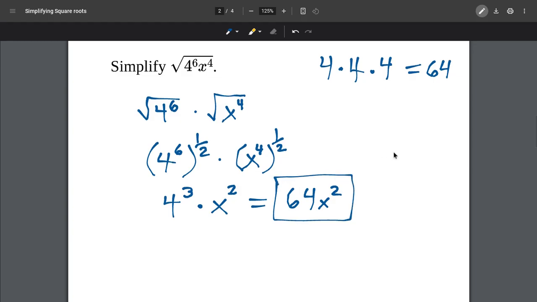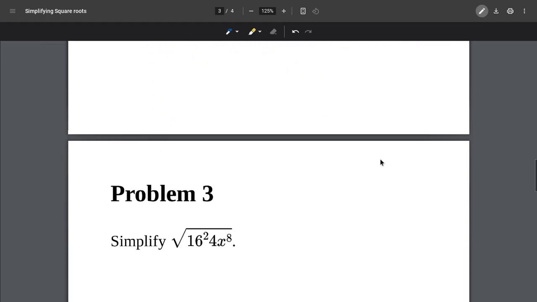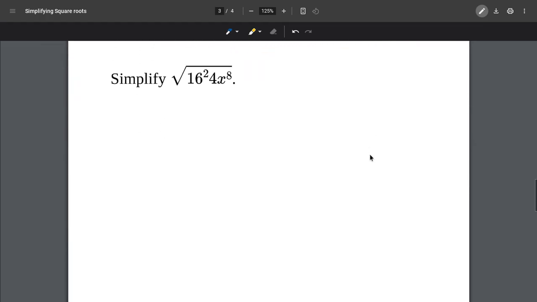Okay, let's keep going. Look at another one. All right, next one, we've got the square root of 16 squared times 4 times x to the 8th. Okay, so this will be three square roots that we break apart: the square root of 16 squared times the square root of 4 times the square root of x to the 8th.